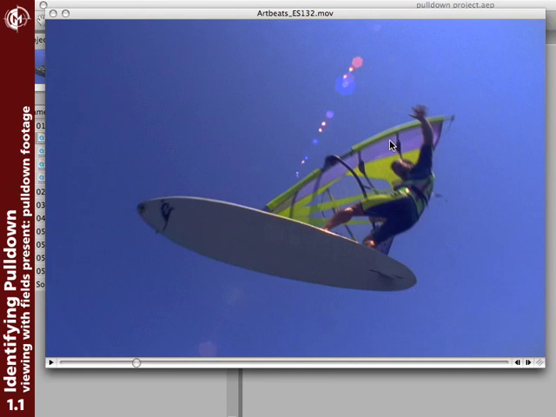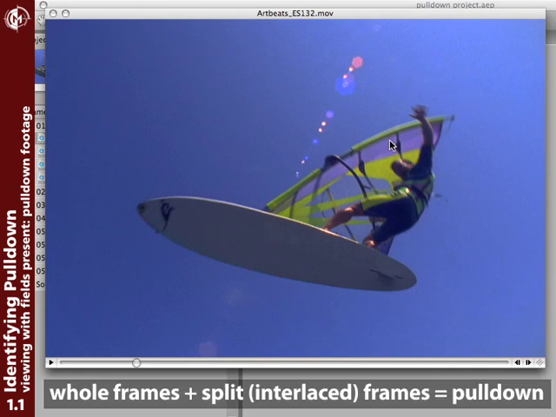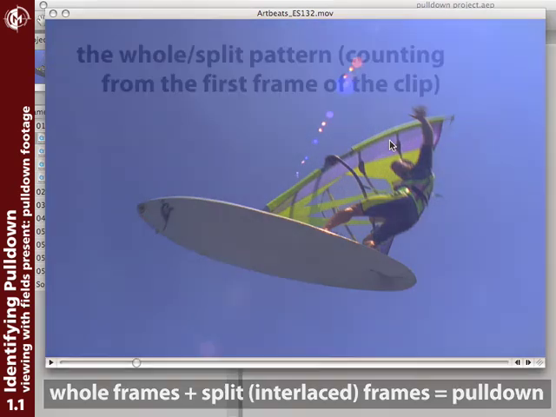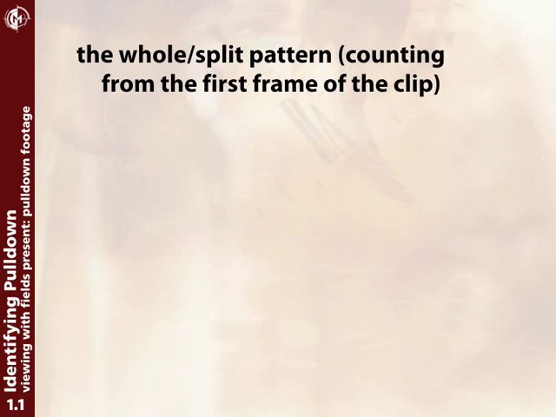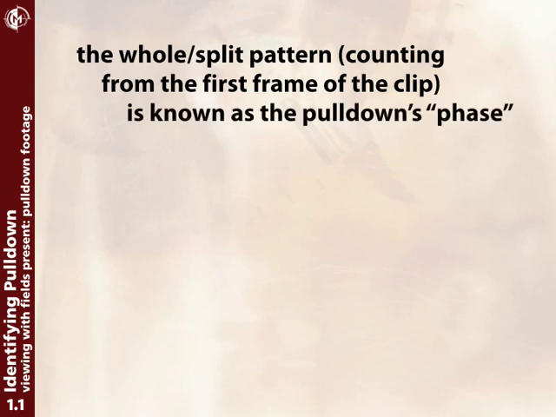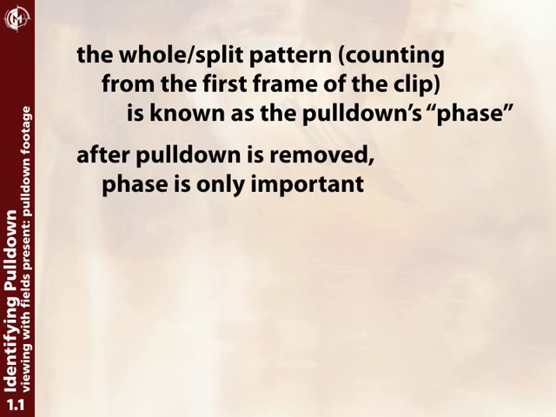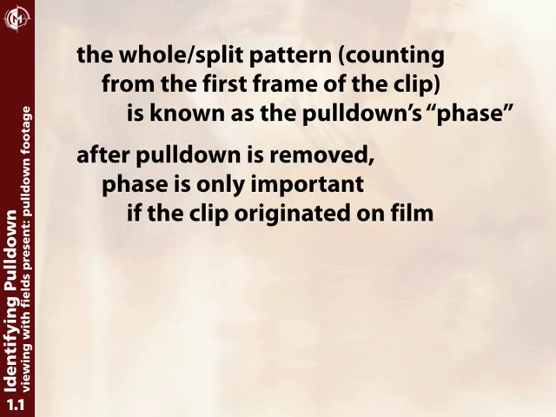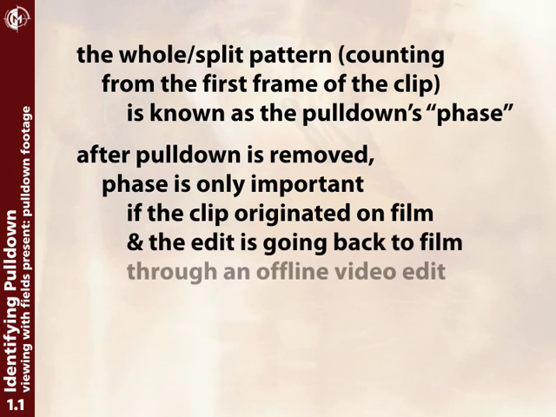And indeed, that's how we refer to footage with 3:2 pulldown. Some frames are whole frames, where there's no interlaced lines. Some frames are actually split frames, where we see individual fields at different points in time. The pattern of the whole and split frames is referred to as the phase of the pulldown. Phase is only important to know if you're editing video that originated on film and your edit has to go back to film. You need to match up the phase of the pulldown process to make sure your edits are accurate.